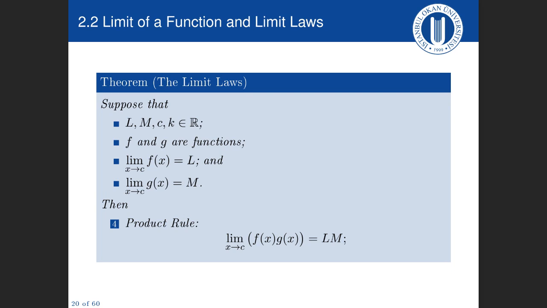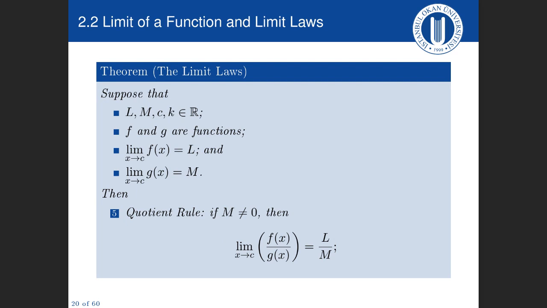Rule number four is called the product rule. Suppose we have our two functions multiplied together. The limit of f multiplied by g is just the limit of f multiplied by the limit of g. And we can do division as well, f divided by g. Although then we need to be a little bit careful because we can't divide by zero. We need to put in this extra condition. We need to make sure that the number M is not zero. Then, as we would expect, the limit of f divided by g is the same as the limit of f divided by the limit of g, L divided by M.